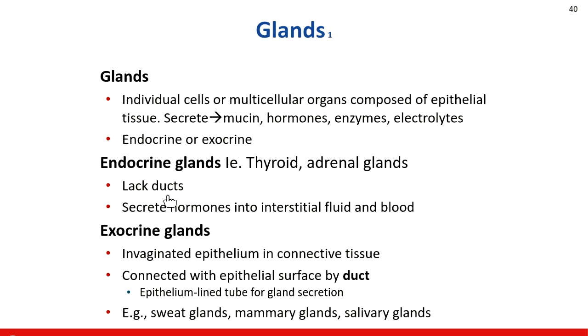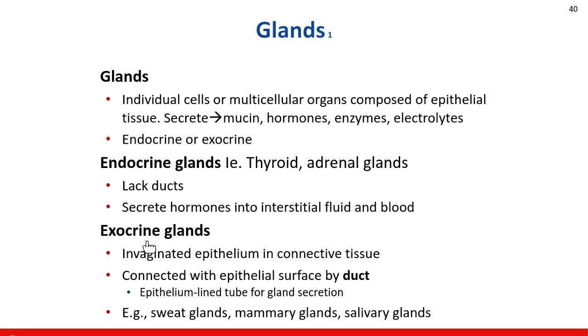So basically, when they're secreting things like hormones, they're going to secrete the hormones directly into the fluid outside of the cells. That's the interstitial fluid, all right? Or directly into the blood. So they don't have ducts. Like the sweat glands in your skin, they have ducts, all right? So they're going to secrete your sweat onto the surface of your skin, for example. Endocrine glands do not, okay?